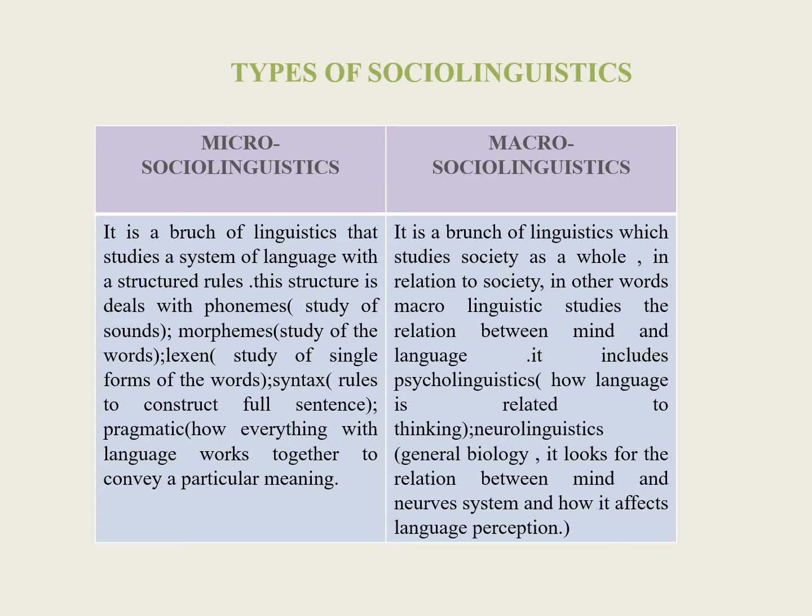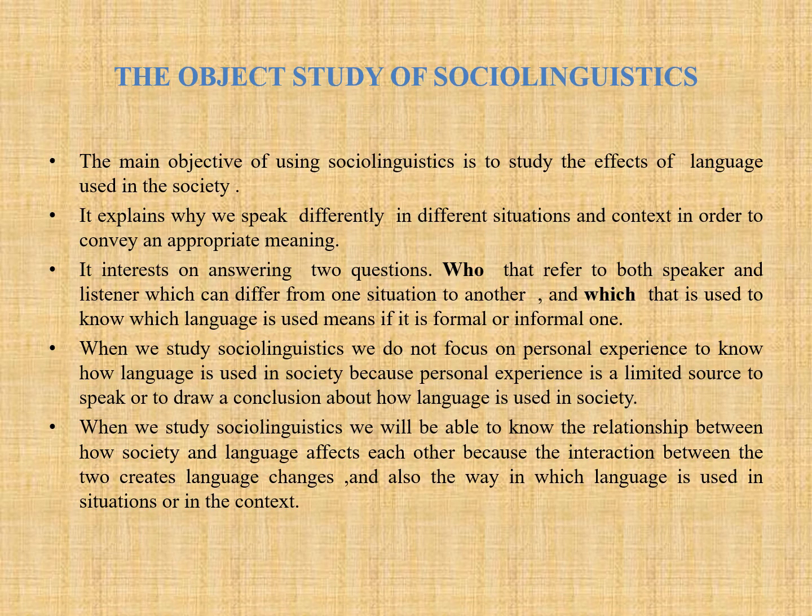And here we deal with the types of sociolinguistic. Sociolinguistic has two types: micro and macro sociolinguistic. The micro sociolinguistic is a branch of sociolinguistic that studies the smallest unit of language. It means the rules that we use in order to make a structure of language, whereas the macro deals with society as a whole. It means it studies the relation between the mind and language, which includes psycholinguistic and neurolinguistic.